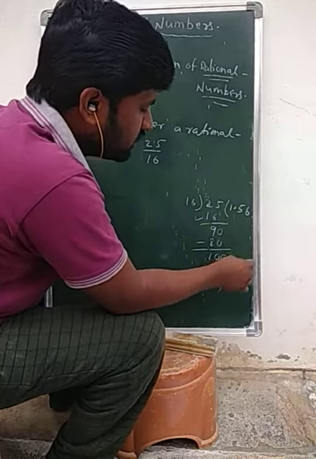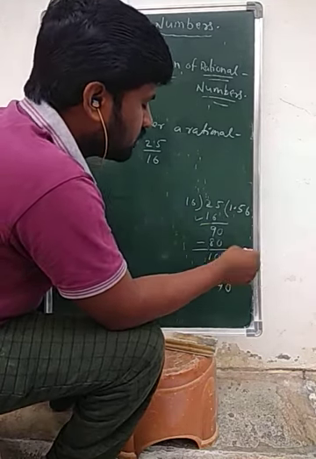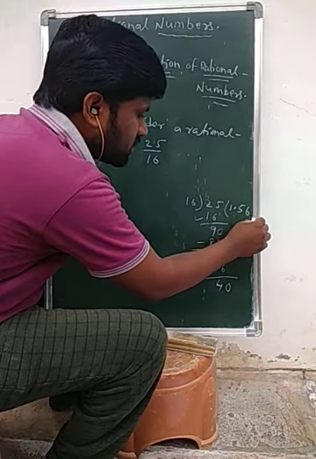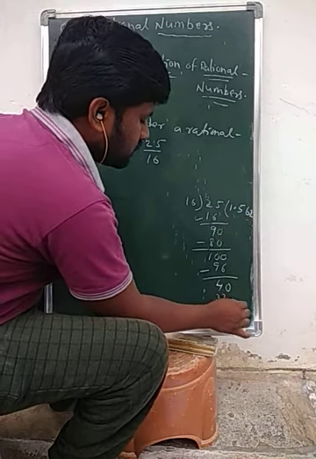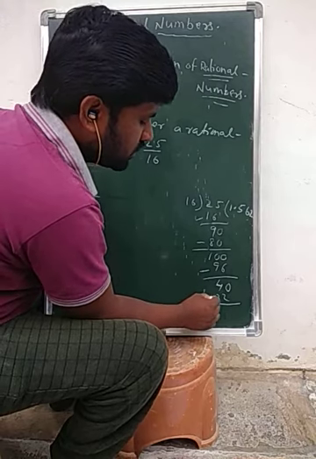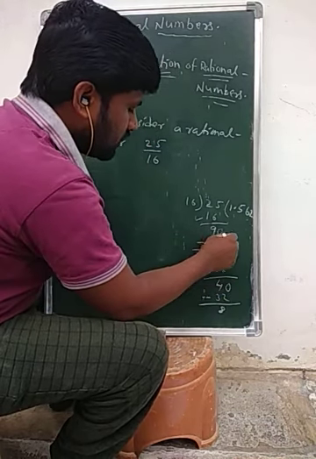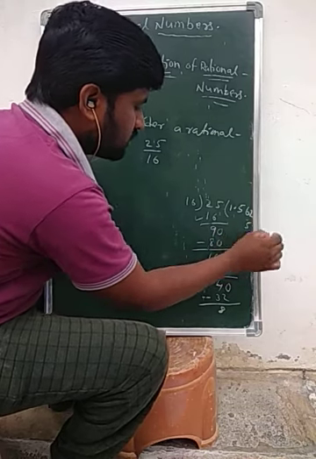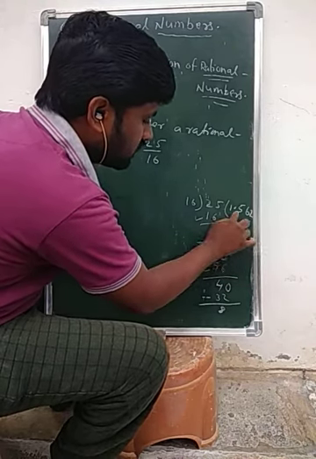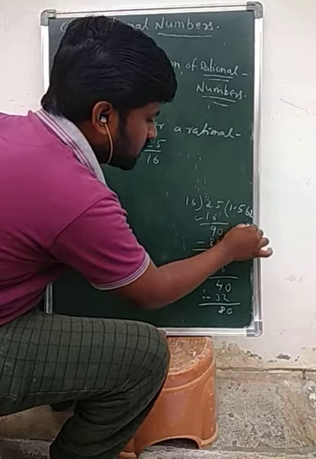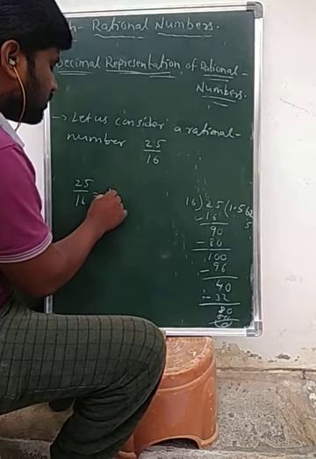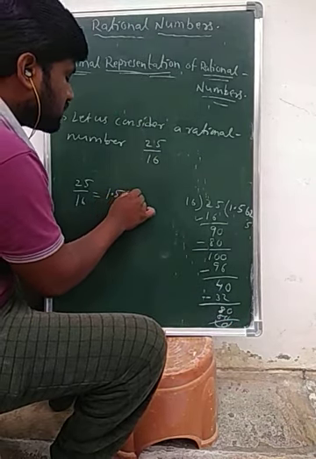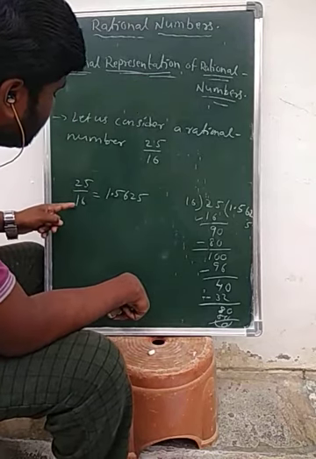Already your point is there, then you write 0. 16 ones are 16, 16 twos are 32. Then 40 minus 32, we get 8. Here the point is there, then you take 0. By reading the 16 table, 16 fives are 80. So the remainder is 0. We get 1.5625.